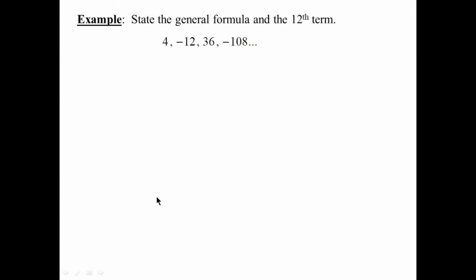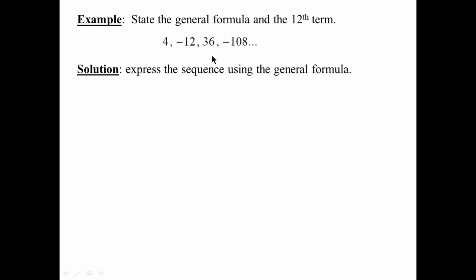State the general formula and find the 12th term of the following sequence of numbers, which is geometric. Express the sequence using the general formula, so we know that a is 4. And when we divide backwards, let's just check and make sure we keep getting the same thing. -12 divided by 4 is -3. 36 divided by -12 is -3. And so we keep getting this -3, and so that would be our r value.